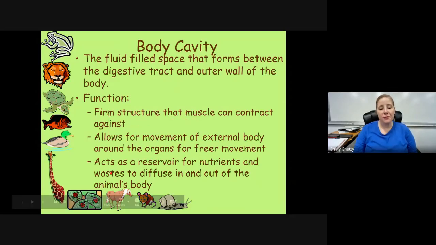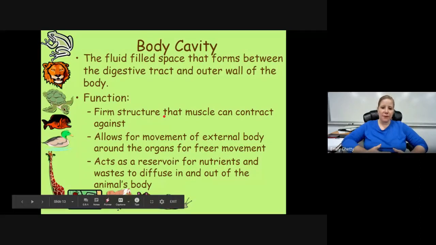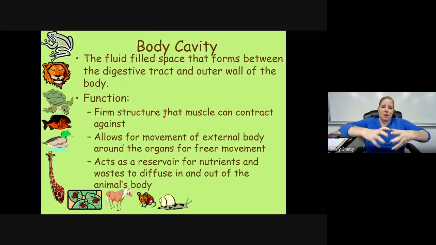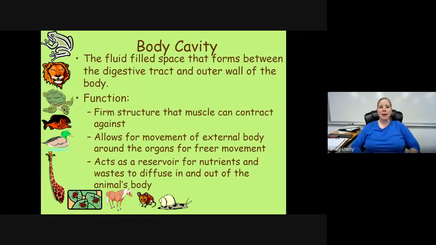There are three major functions. It acts as a firm structure for the muscles to push against, and that's what allows me to bend forward to do a crunch. Those muscles need something to push on to bring you forward, so they push on that fluid-filled cavity because there's no bones there. Here it's bones, but in the abdomen portion, that's the fluid-filled cavity. It also allows for freer movement around your organs.